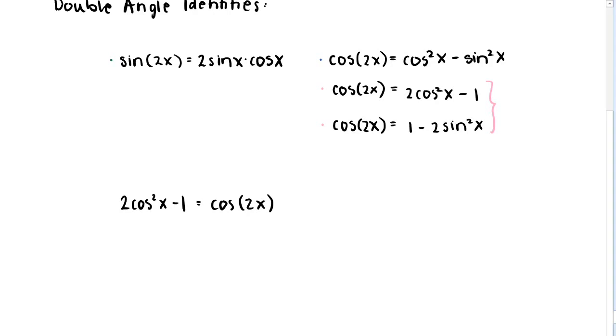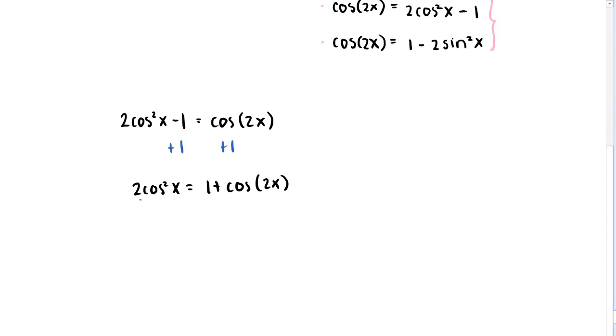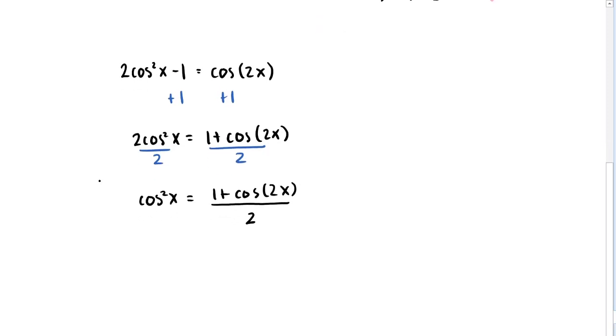Here I can take this equation and isolate that cosine squared. I can add 1 to both sides, and we get 2 times cosine squared of x is equal to 1 plus cosine of 2x. Then dividing both sides by 2, this gives us cosine squared of x is equal to 1 plus cosine of 2x, divided by 2. So let me rewrite that. This is an example of one of the power reduction identities.